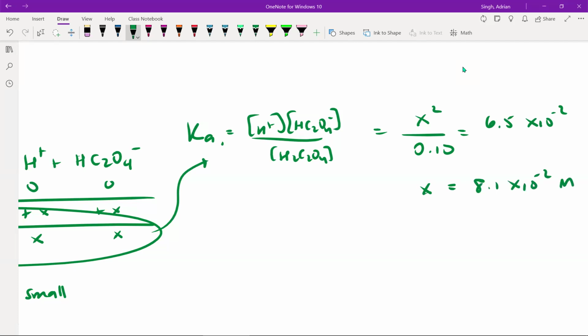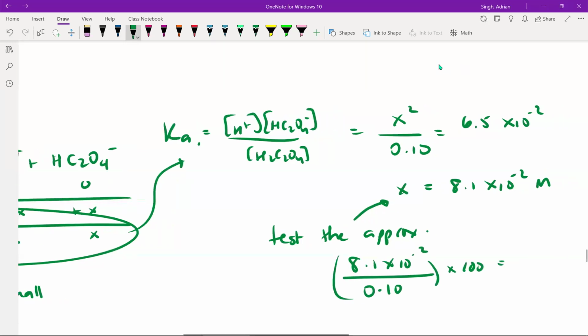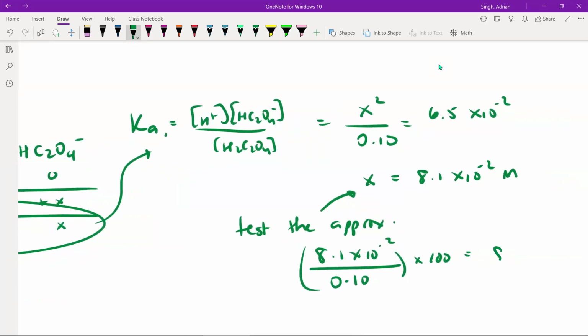Okay, so before we go any further, let's test the approximation to see if it's valid. So we're going to take our X, 8.1 times 10 to the negative 2, divided by the original concentration, 0.10, times 100. And if we do that, what we'll see is the percentage difference there is actually 81%, right? So that's more than 5%. Okay, so that means the approximation is not valid.